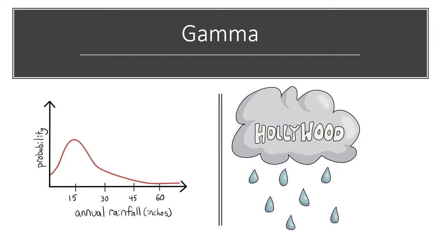Los Angeles gets about 15 inches of rainfall each year. It's certainly possible that they'll get a bit less or more. There could even, hypothetically, be a bizarre year in which they'd get even more rain than Seattle. But that's really unlikely, hence the major skew, hence the gamma distribution.